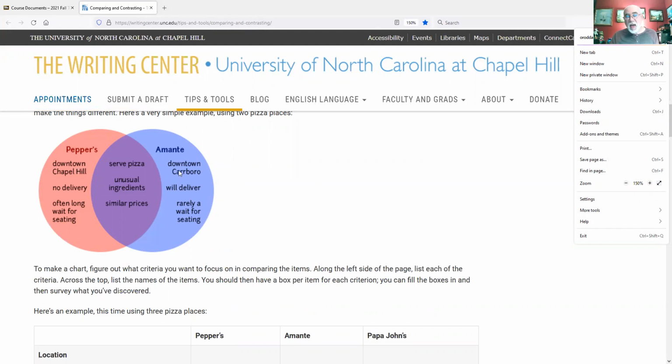They're put in the same position in these sections here, but there's a difference. Peppers doesn't deliver, Amante does deliver. So there's a contrast in regard to delivery, and then also seating in each of the restaurants.